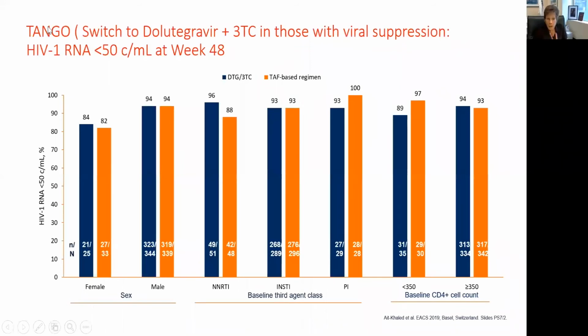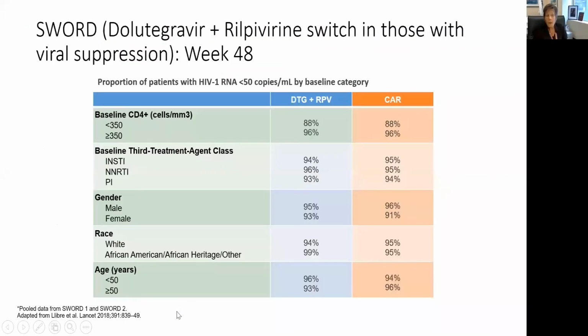Moving now to the TANGO study, which was a study in which people who were suppressed on antiretroviral therapy either continued that drug or switched to dolutegravir and 3TC. Again, if we look at gender here, as you can see, the number of women is small relative to men, but the efficacy of the two drugs appeared to be similar. Moving now to SWORD. SWORD was a switch study in which people who were controlled on antiretroviral therapy with no prior resistance were switched to dolutegravir and rilpivirine. And again, when we look at gender, there does not seem to be any difference in terms of the efficacy of the two treatment regimens.